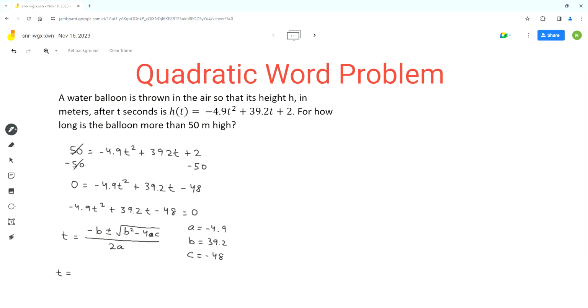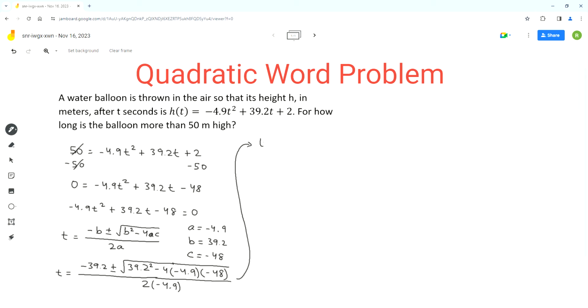So we get t equals minus 39.2 and then plus minus. Now under the square root we get 39.2 squared minus 4 times negative 4.9 times negative 48, over the whole thing, and in the denominator we get 2 times negative 4.9. Now we have to simplify this expression so we can do the calculation on the right side.